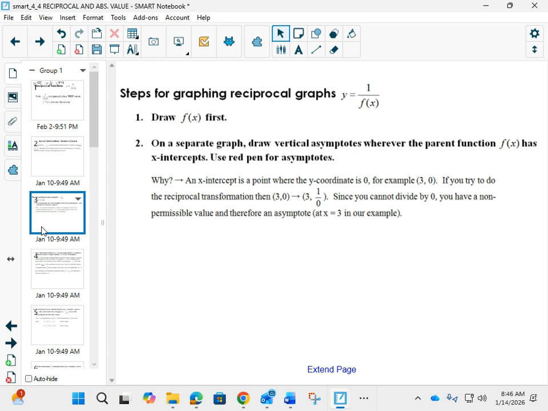So wherever your original graph had an x-intercept, say (3, 0), when you change the y value to 1 over its previous y value, you would get 1 over 0. And 1 over 0 is not allowed. So we're going to draw a vertical asymptote.